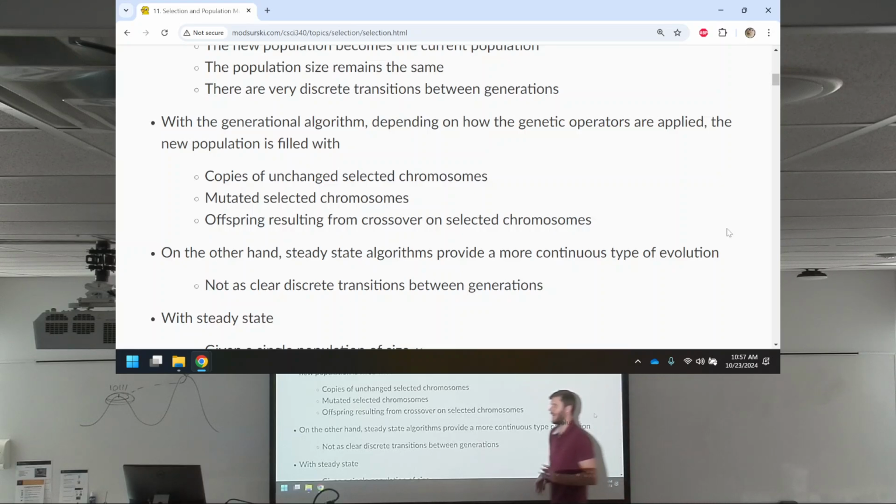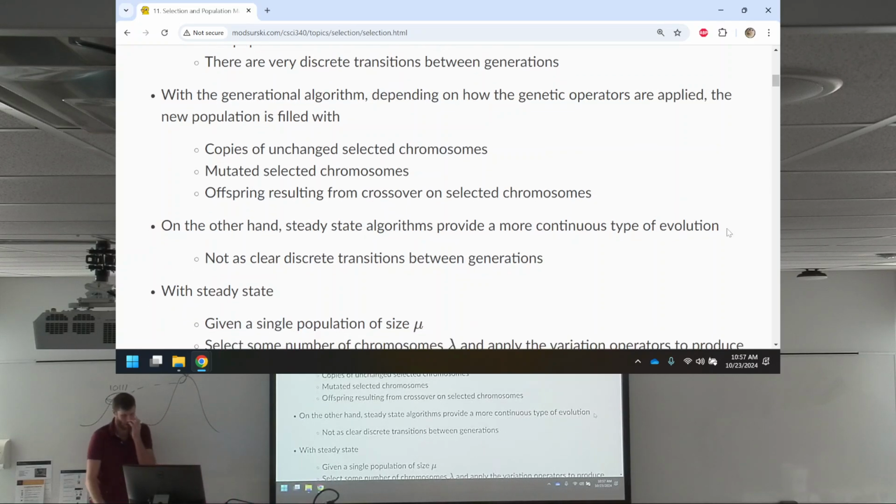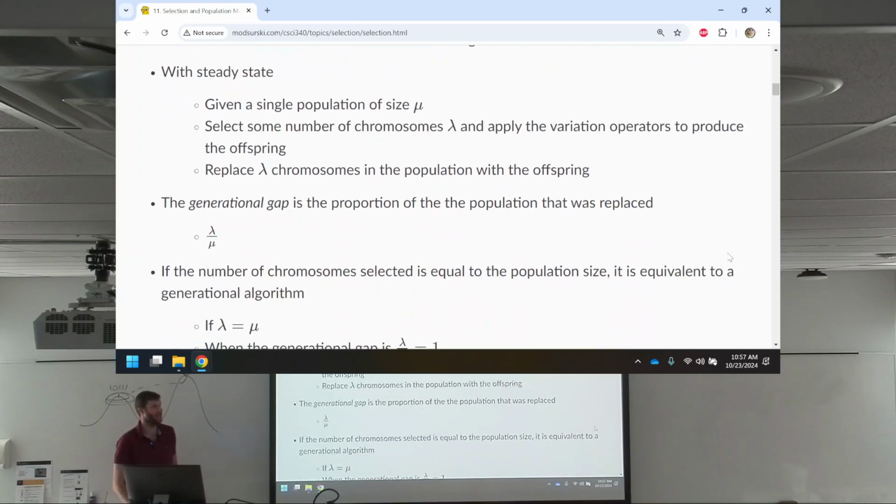Steady state, on the other hand, has a more continuous form of evolution. And it's not really as clear where the transition from one generation to the next is. In fact, there really is no such idea. With a steady state, given a population size of mu, don't ask me who chose the fancy letters for these. I didn't. Someone at some point did. I don't think they have a meaning.